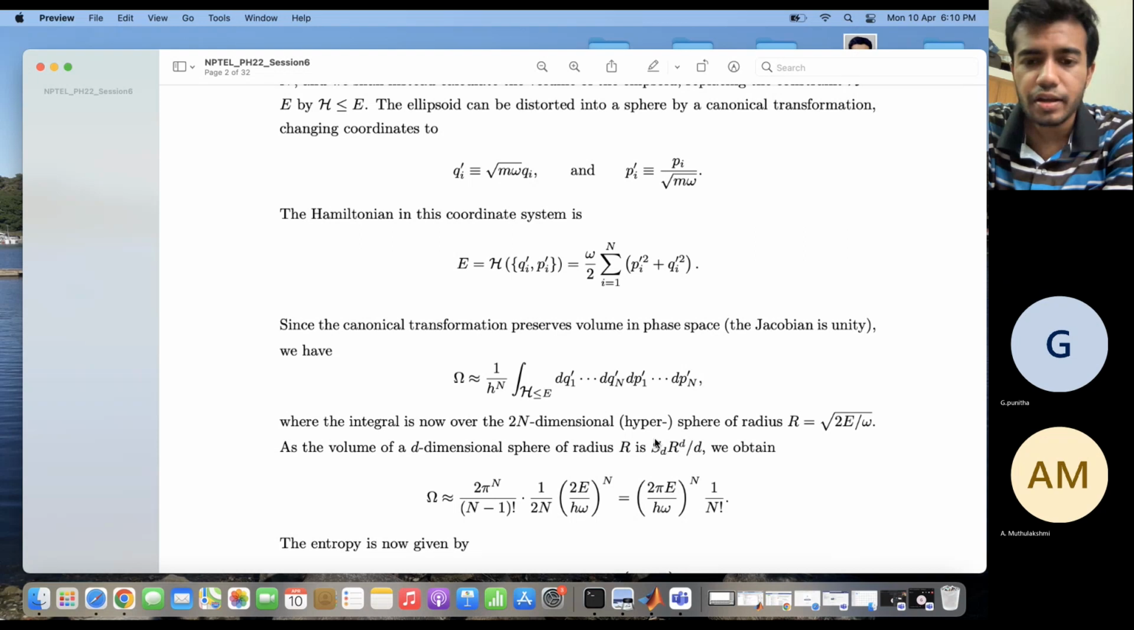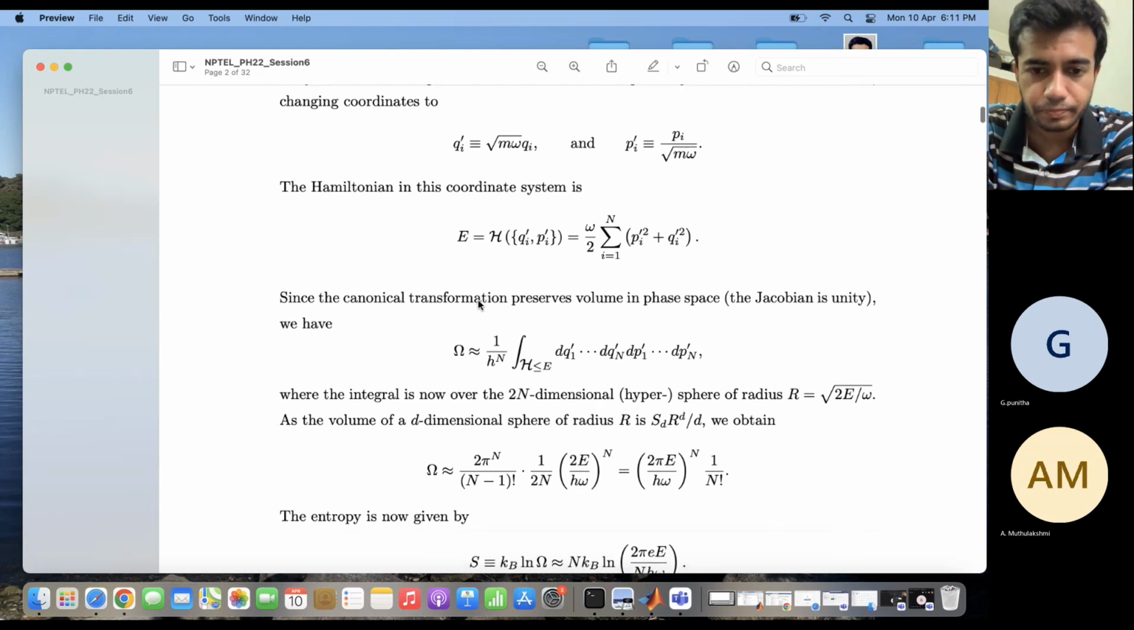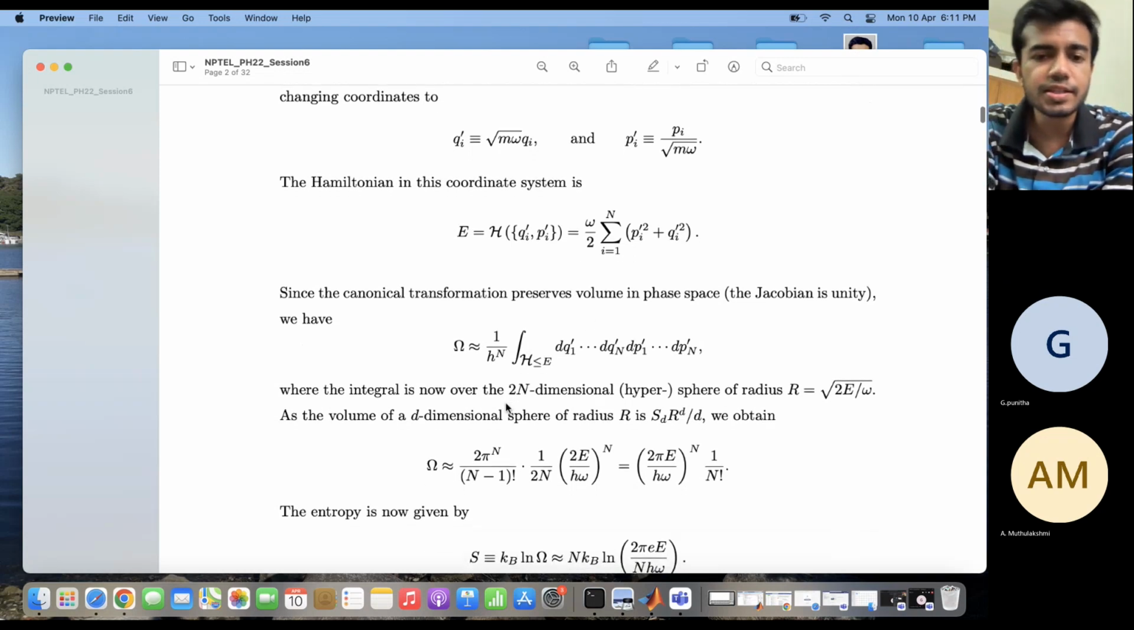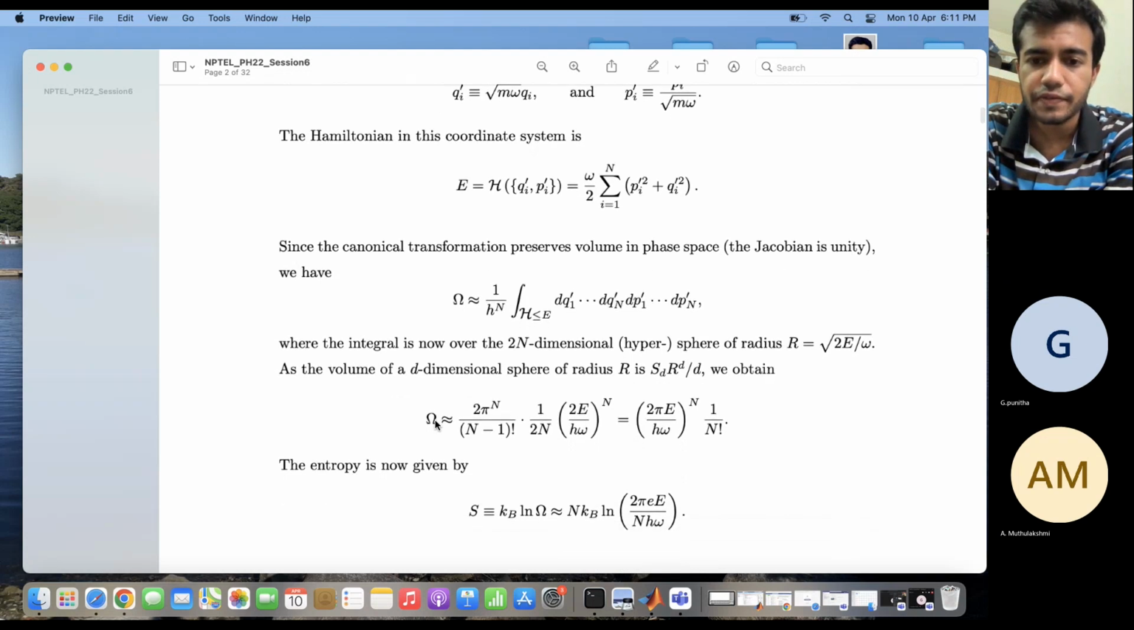And we know that the radius of the hypersphere which is defined by these vectors is equal to square root of 2E by omega, right? This comes from this equation. So, since the volume of the d-dimensional sphere of radius r is given by S_d r to the power d by d, we obtain this expression for the volume integral.